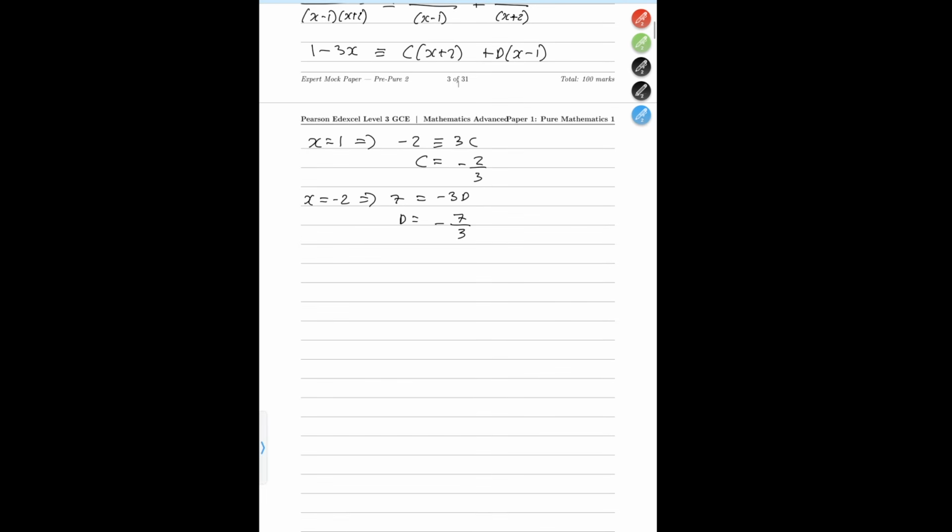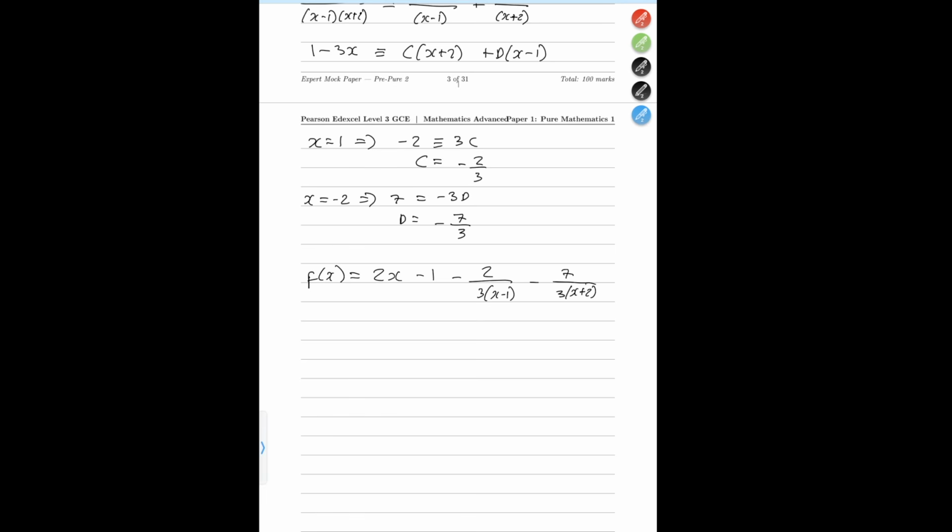So now we can write our answer as f of x is equal to 2x minus 1 minus 2 over 3(x minus 1) minus 7 over 3(x plus 2).